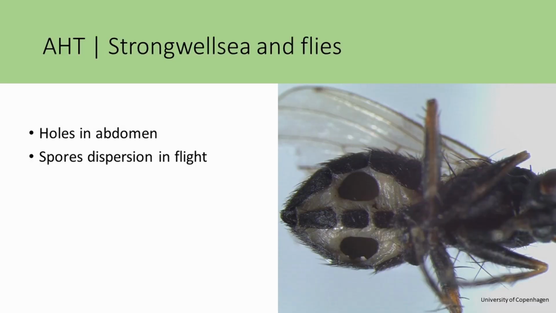Another great example of AHT is the Strongwellsea fungus that infects flies. This fungus works in this way that it penetrates the fly's abdomen, creating these holes you can see on the picture there. And while the fly is going around and flying, as they usually do, the spores fall out like parachutes from its abdomen, falling on vegetation or other flies, infecting more and more individuals.